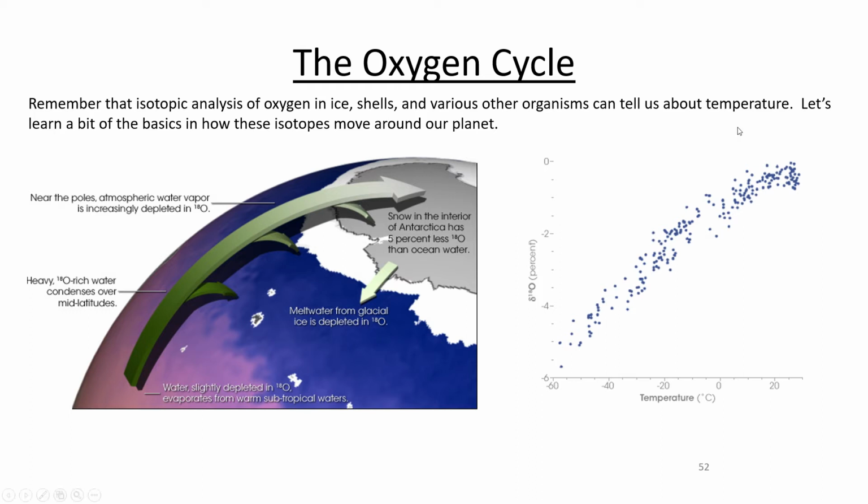So you see in the diagram here, let me grab my pen. You see down at the equator, or nearer the equator, it says you have water, slightly depleted in oxygen-18, evaporates from warm subtropical waters. So what that is telling us is that it's slightly depleted. And why is that? Well, oxygen-16, because it is lighter, evaporates a little more readily than oxygen-18.